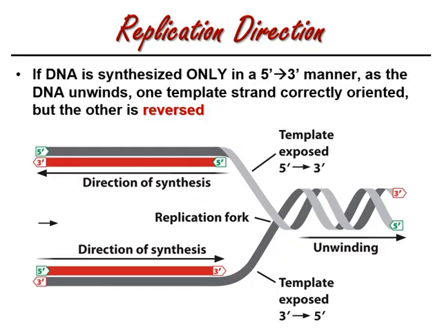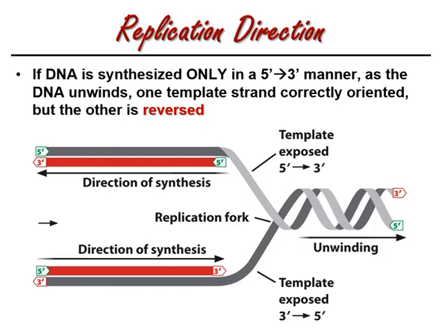Obviously this is a static image, but you could imagine. As we're opening it up, you can see the top strand we write 5' to 3'. The bottom strand is 3' to 5'. And if the bottom strand is 3' to 5', then as this is opening up, going left to right, we can just synthesize DNA off of the bottom strand and just keep going. We just follow that. But the top strand is in the opposite direction.